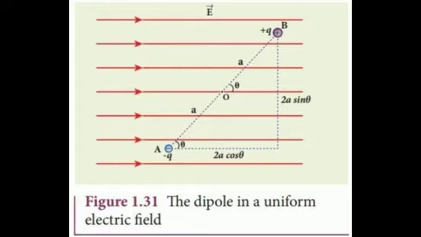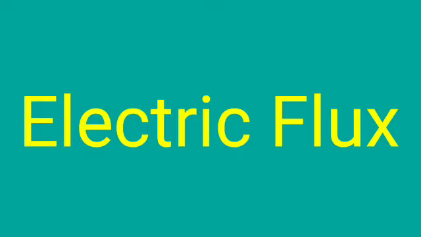Since torque ext is equal and opposite to torque E, which is equal to vector P cross vector E, we have torque ext is equal to torque E is equal to P E sin theta. So work done is equal to P E cos theta dash minus cos theta. So the work done is equal to the potential energy difference between the angular positions theta and theta dash. That's all.